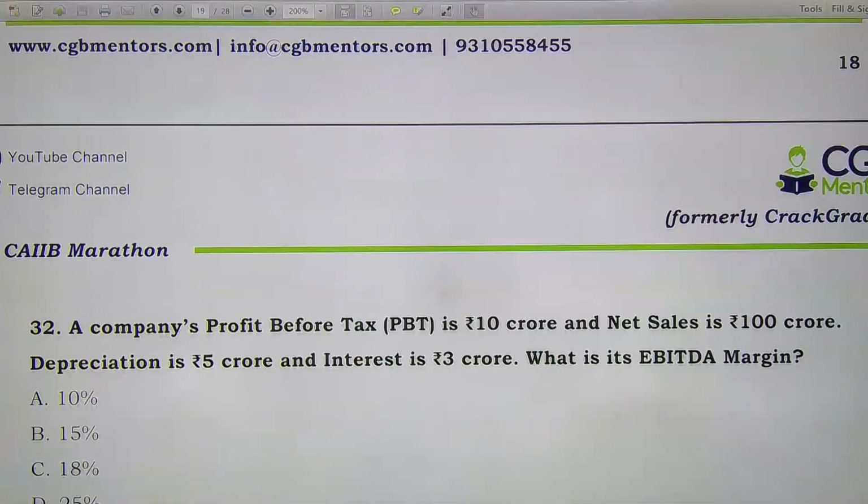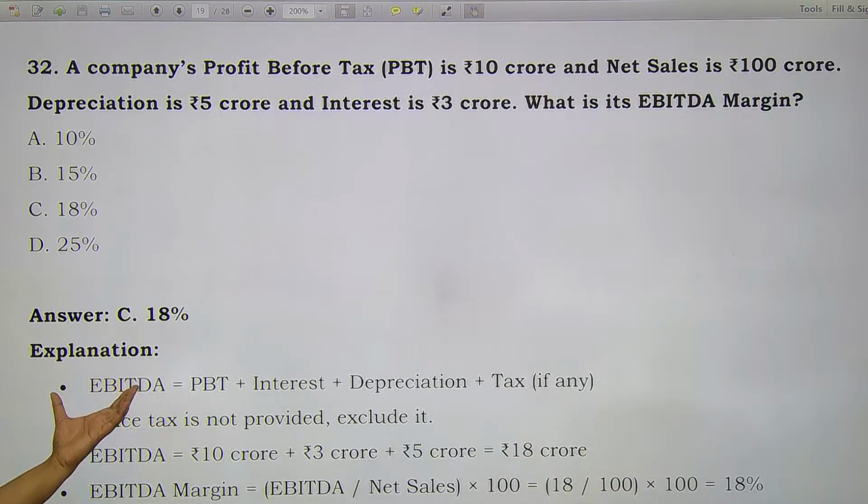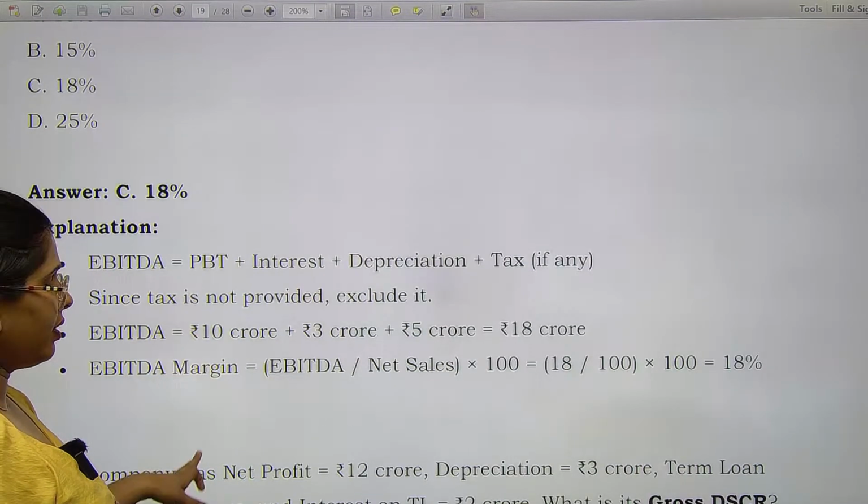Then you have a company's profit before tax is 10 crore, net sales is 100 crore, depreciation is 5 crore, interest is 3 crore. So, what is its EBITDA margin? What you have to do is, this is PBT given to you, depreciation interest is given to you, you just have to add it, PBT plus interest plus depreciation, tax if it would have been given. So, your EBITDA is 18 crores and EBITDA divided by net sales, 18 divided by 100, 18% is your answer.